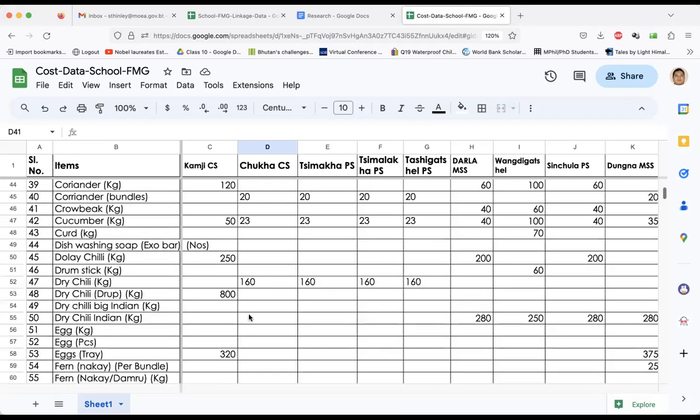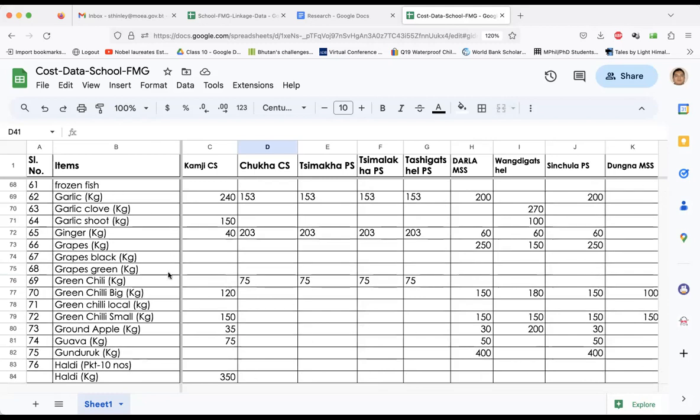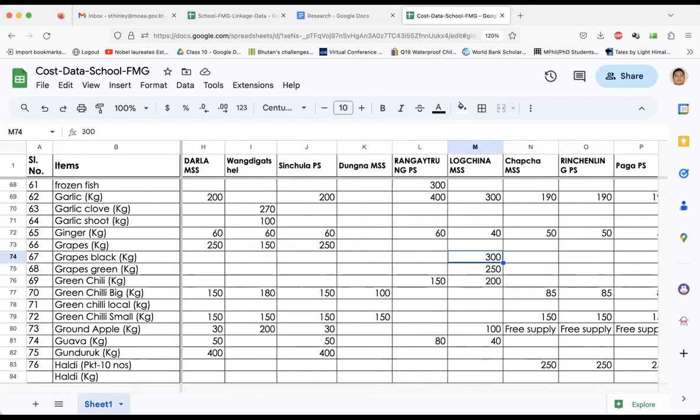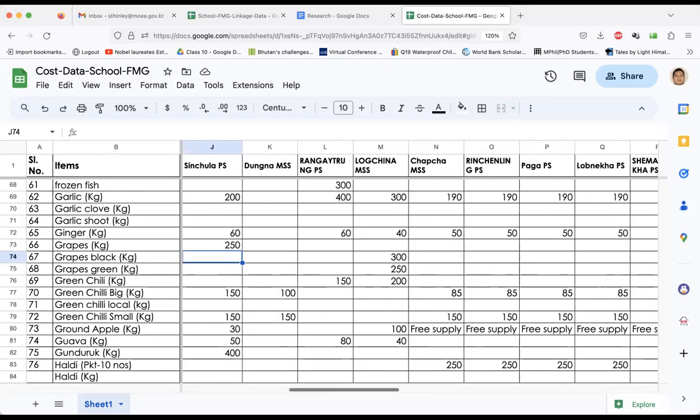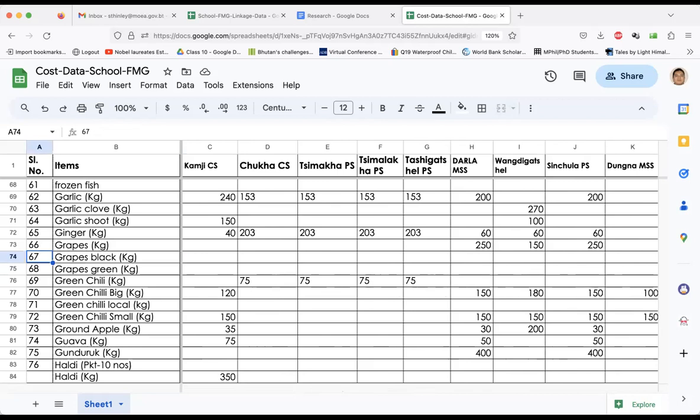So this is the first step, to collect the data. Grapes, black, but Lokchina they have quoted 300. So we can also analyze which food we can give to the students, which foods are cheaper. Ground apple is so cheap, kg 20, 25, 30 maximum. We could easily give ground apple. Now, if you look at ground apple, kg 35, 30, and only got 200.